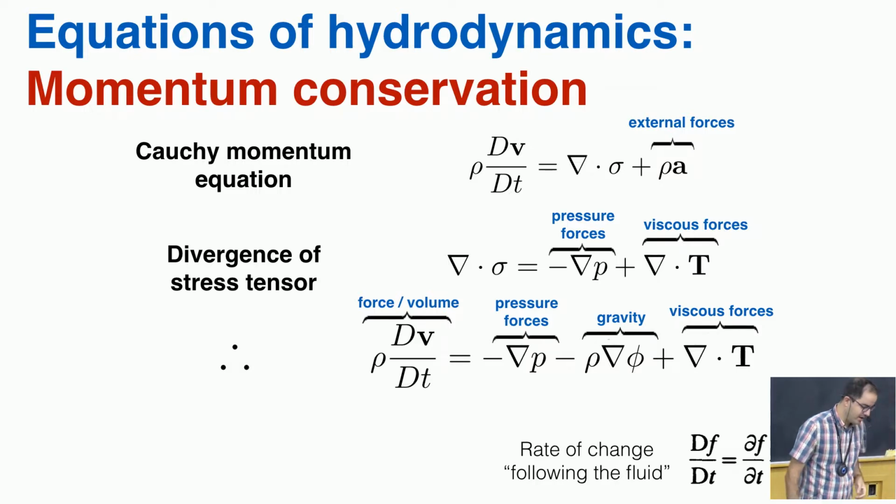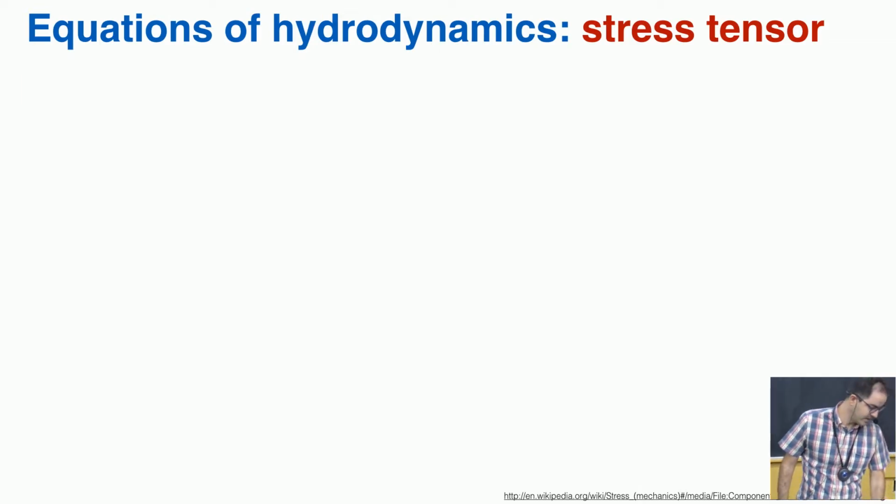So therefore, your momentum conservation equation, which is here really a force density, a force per unit volume acting on a fluid element, is a combination of the pressure forces, gravity, and the internal viscosity. Okay. So how do we write the stress tensor?